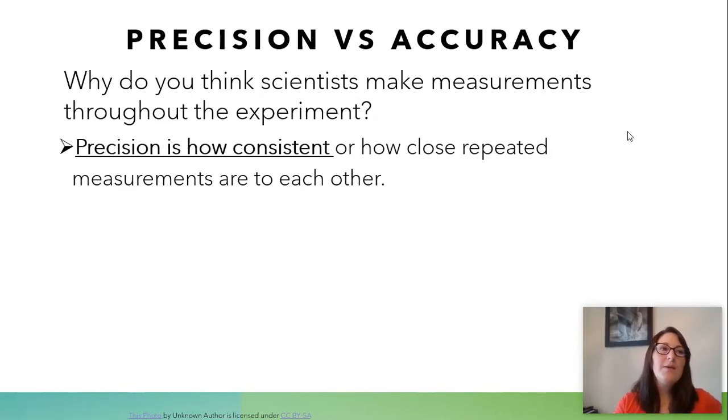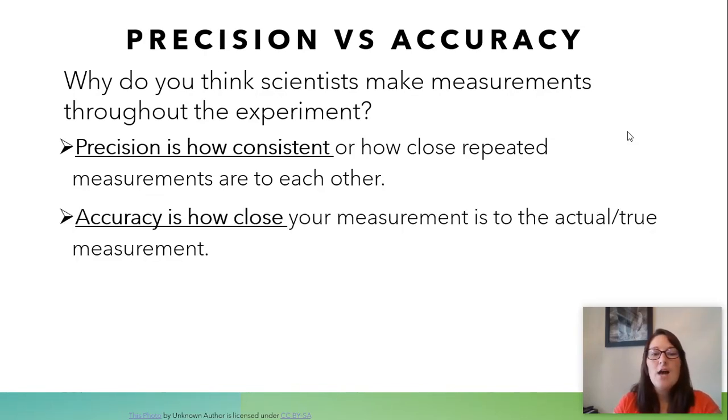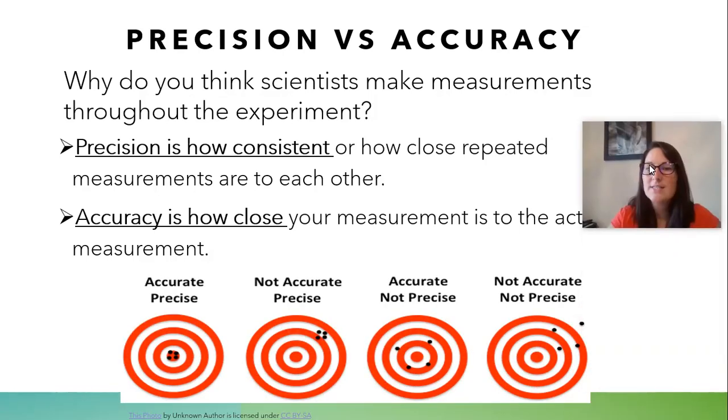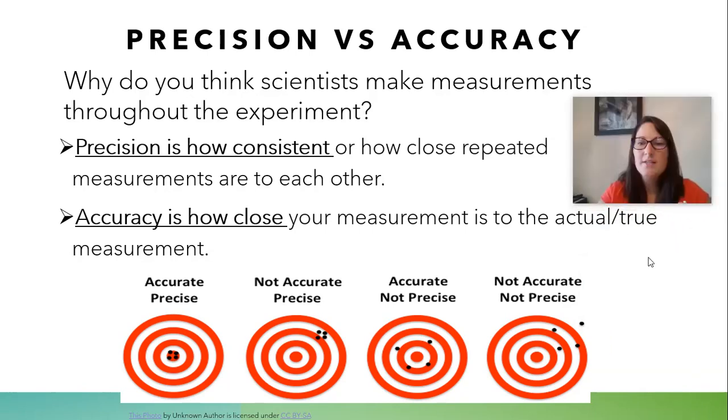So to be precise, precision is how consistent or close repeated measurements are to each other. Accuracy is how close your measurement is to your target. How close is your measurement to the actual or true measurement that you're trying to get? And I have a picture because I figured it's going to be easier to visually see this versus me saying it.